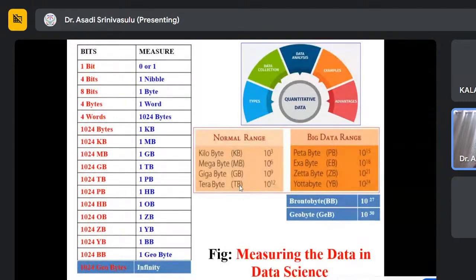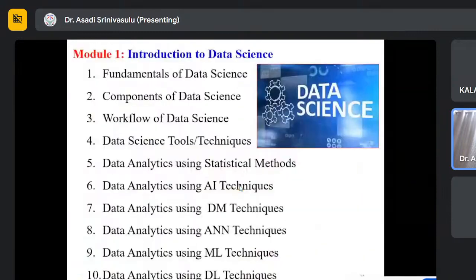In the big data range, petabyte is 10 power 15, exabyte is 10 power 18, zettabyte is 10 power 21, yottabyte is 10 power 24, brontobyte is 10 power 27, geopbyte is 10 power 30. This is the way we are measuring the data in data science. So this is the syllabus I'm going to cover.